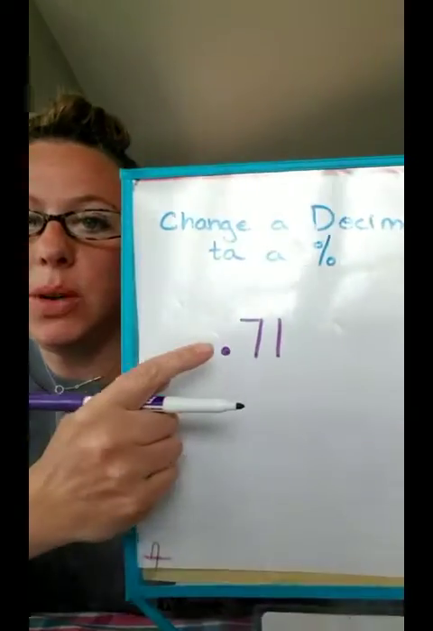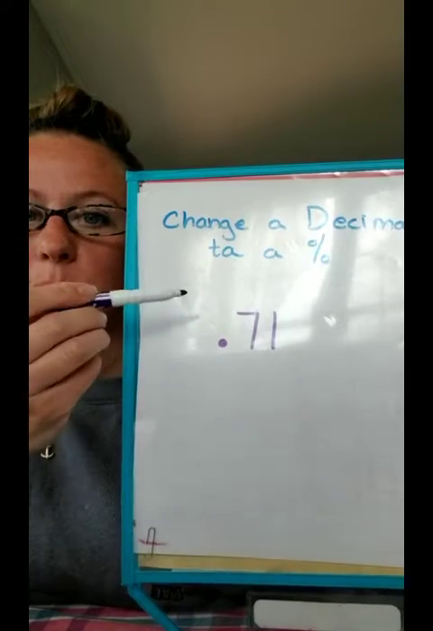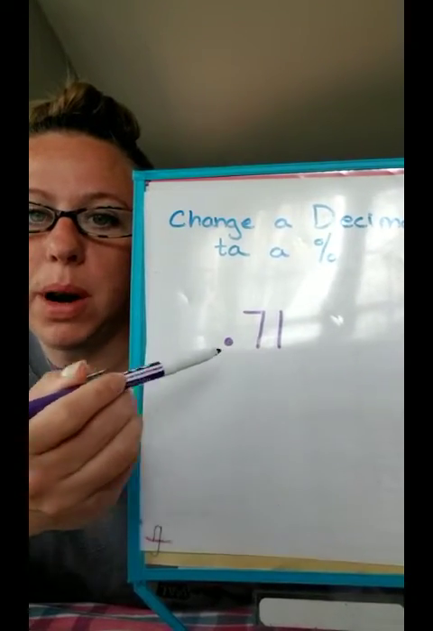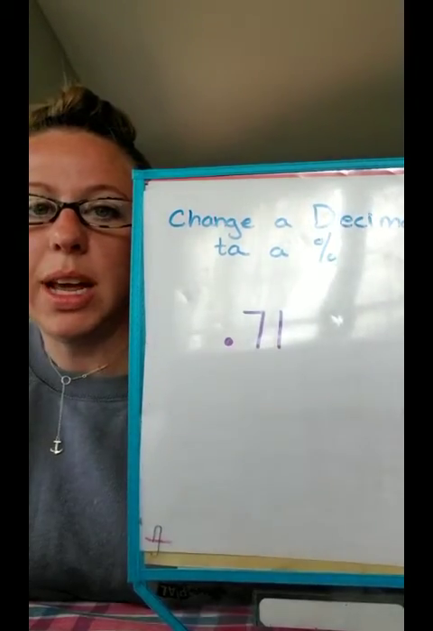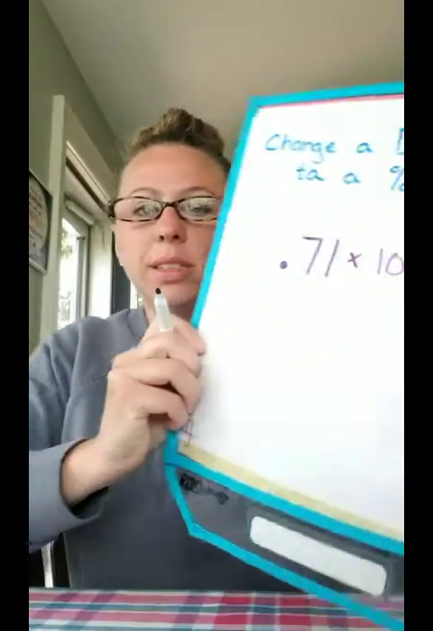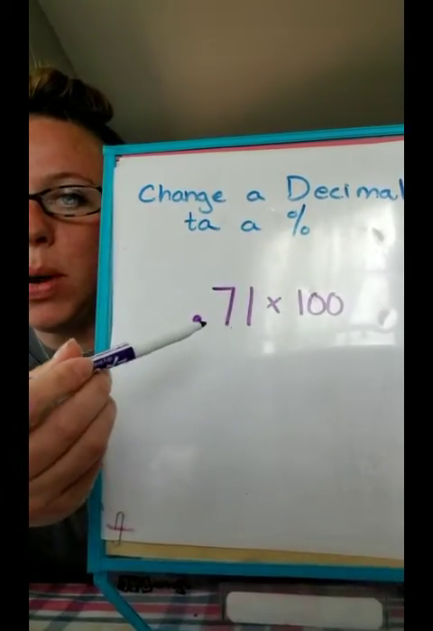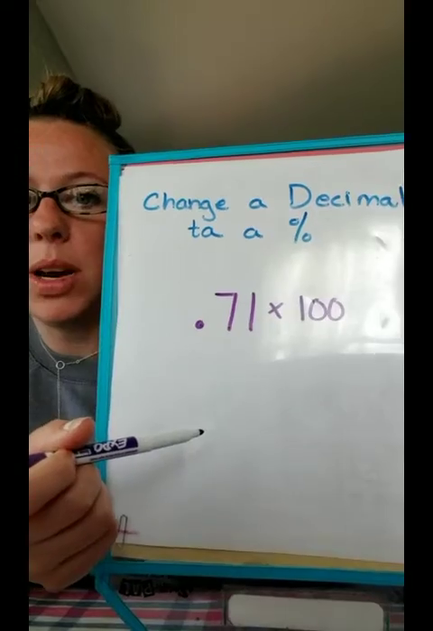So a decimal is going to be part of 100% of something. So say for this one, 0.71, this is our decimal. If it was a whole, it would have a 1 right here. So 0.71 is part of that whole number. So to get a percentage for this, we're just going to multiply it by 100. This is all you're going to do to find a percentage. So we're going to multiply 0.71 times 100.